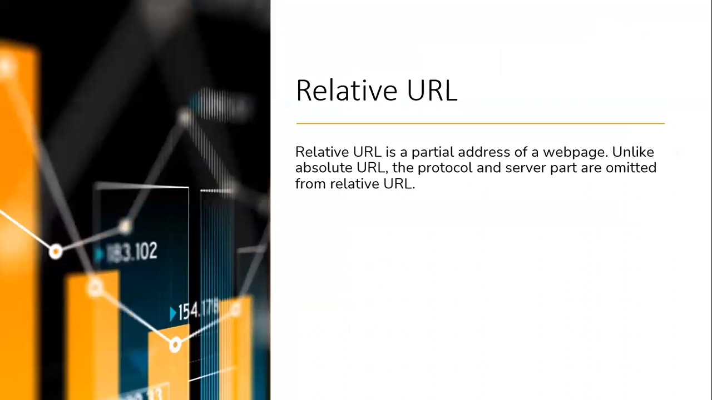A relative URL is a partial address of a web page. Unlike an absolute URL, the protocol and server parts are omitted from a relative URL. A relative URL includes only the path, and the path is everything that comes after the domain, including the directory and slug. Because relative URLs don't include the entire URL structure, it is assumed that when linking a relative URL, it uses the same protocol, subdomain, and domain as the page it's on. For example, slash about slash.